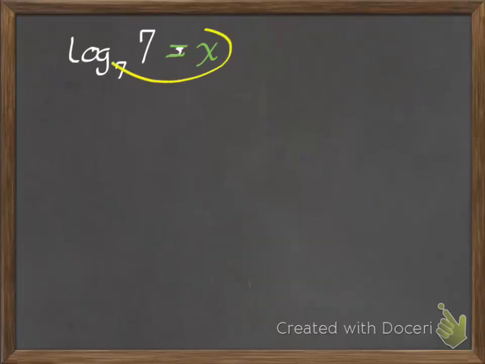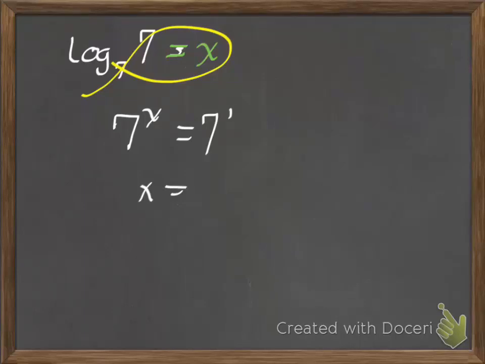And let's look at this really tricky one. Log base 7 of 7. So we're going to start with putting our equal sign and the x. Fish it. 7 to the x is equal to 7. When's that true? When x is 1. That's the answer.